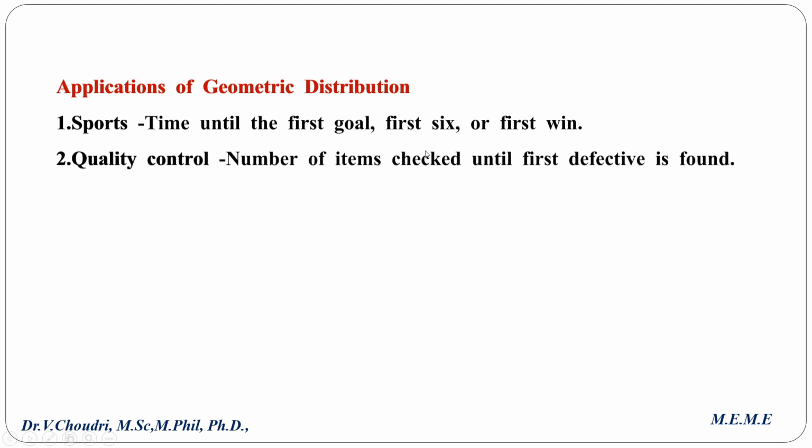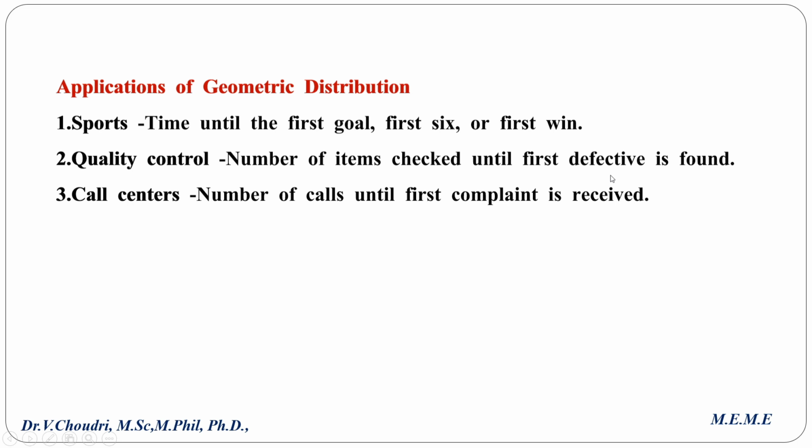In the same way, in quality control, a person checks so many items. When he finds the first defective item, that is the first success p. And in call centers, the person working there receives so many calls. At what call he receives the complaint, that is the success p. And gaming, number of tries until the first win.